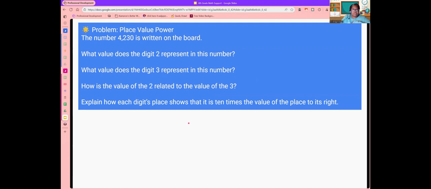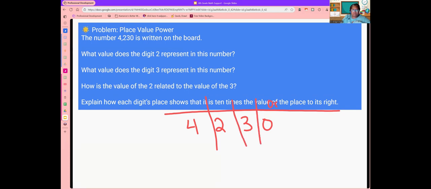So, we have 4,230. And let's make a quick place value chart. So we'll have ones, tens, hundreds, and thousands.